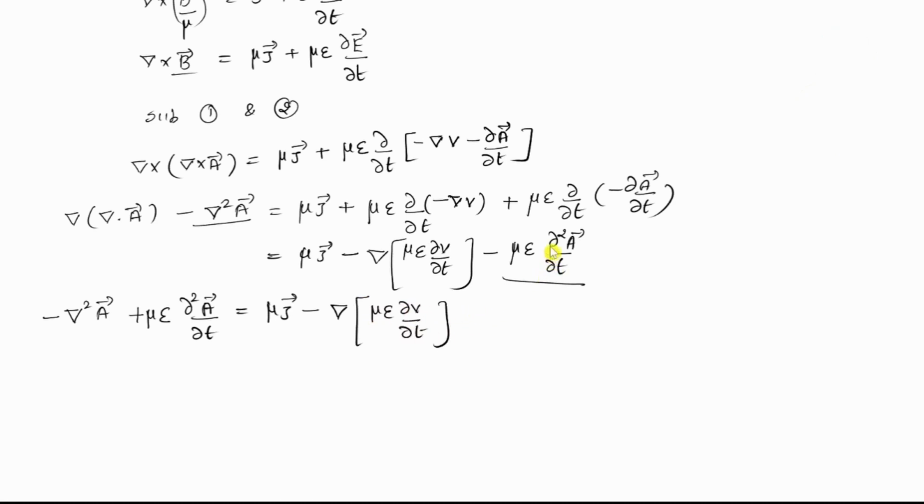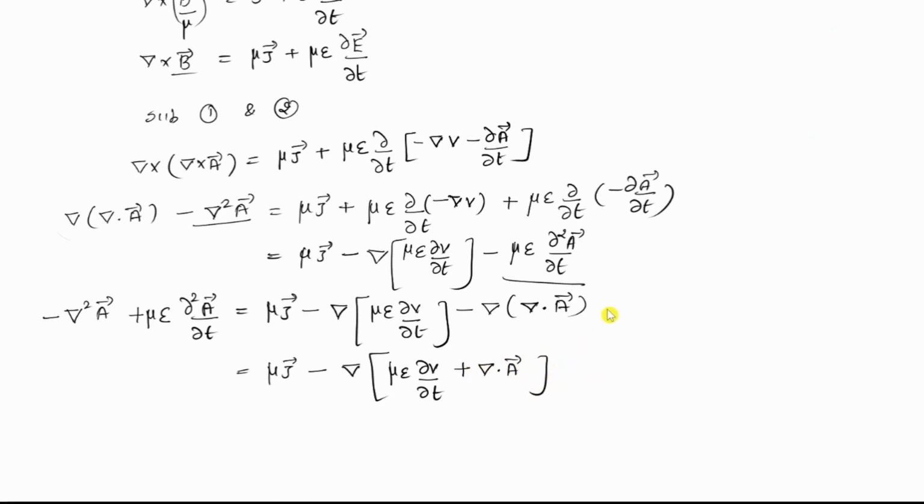And again we have one more term in the left hand side. We have to move it to the right side. That becomes minus del of del dot A vector. And one more thing we use is we can take the del, or the gradient term, as a common factor. So mu into J minus del of mu epsilon dou V by dou T plus del dot A vector.